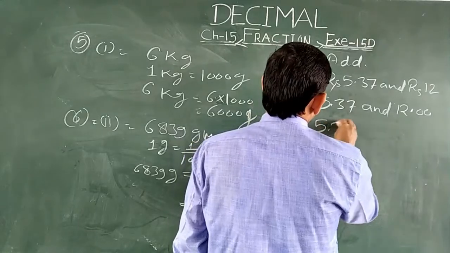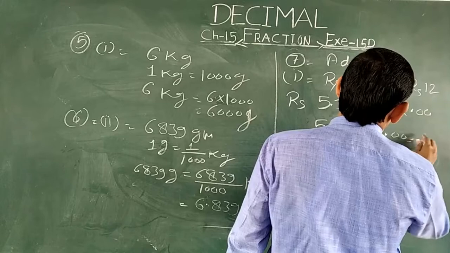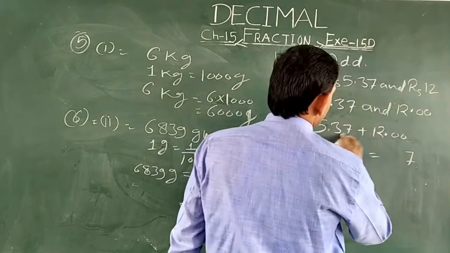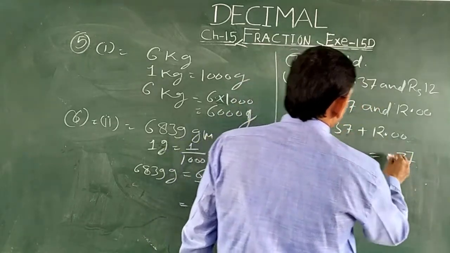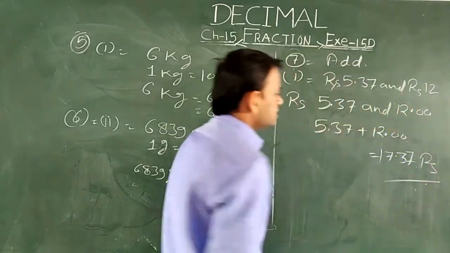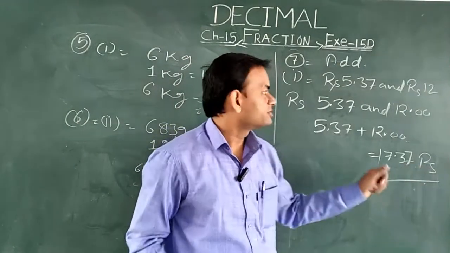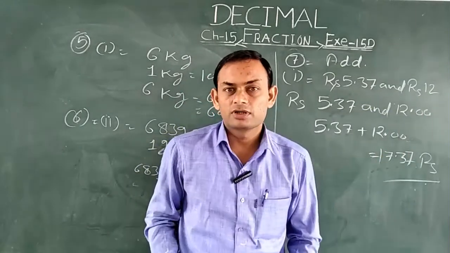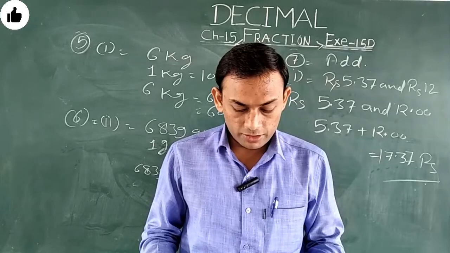So 5.37 plus 12.00. What will come? 7 and 0, 7; 3 and 0, 3; decimal; 5 and 2, 7; and 1. Means 17.37 is the answer. 17.37 rupees is the answer of the addition of 5.37 and 12 rupees. Got it? The other parts of this question you will do on your own.